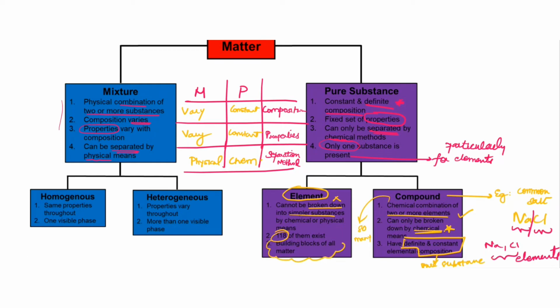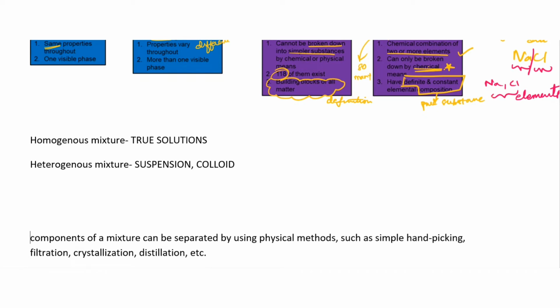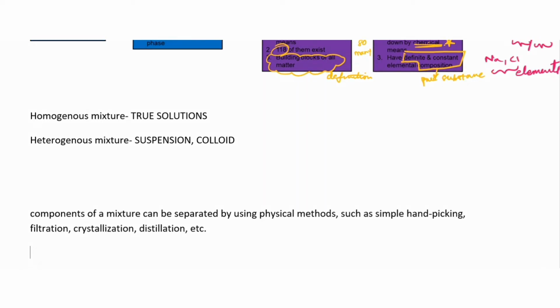Now let's look at the classification of mixtures, that is homogeneous and heterogeneous. The word homo means same, so the properties are the same throughout and it appears like a single component, like a single phase. Whereas hetero means different, so the properties are different and they vary throughout, so it appears like different phases. When we take salt solution, for example, it just appears as one single entity. We do not see salt separately and water separately, right? So salt solution is an example of a homogeneous mixture.